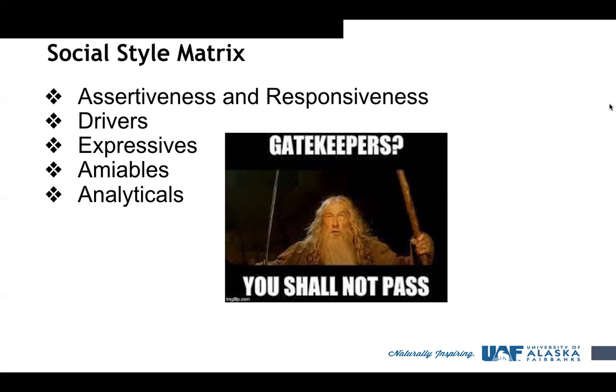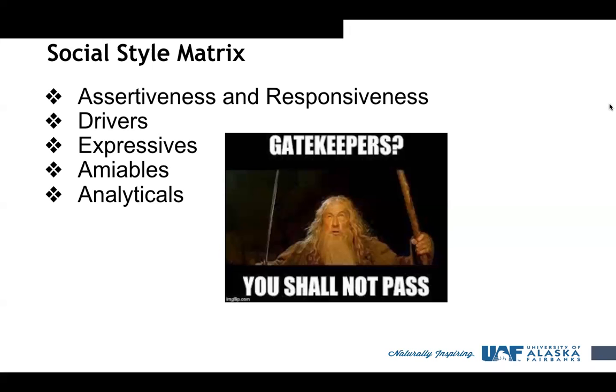Your amiables are, again, the low assertiveness, high responsiveness. They're really focused on close relationships, not necessarily having a million friends, but having some really close friends. These are the people who are usually avoiding conflict and don't necessarily respond well to different types of sales pressure. They're people that really focus on mutual respect and building consensus relationships with people.